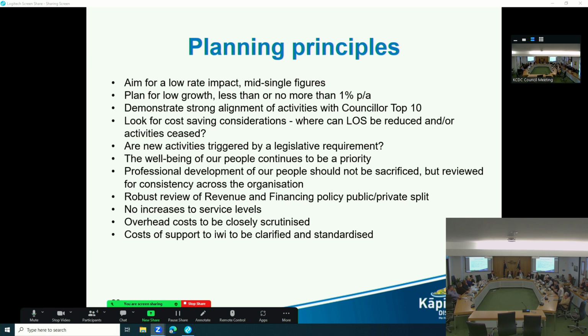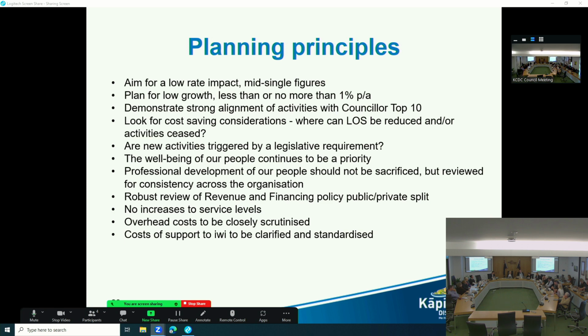Sophie? Yeah, just a couple of questions relating to the slide that we're on now. So in terms of the point around no increases to service levels, is that too premature to have as a principle before we've had the coming conversations, before we've had the chance to kind of thrash out what's on the table?